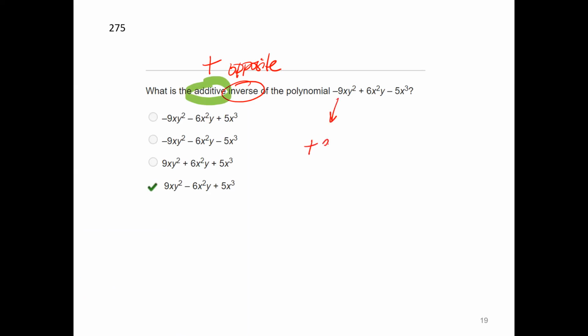Opposite of a negative is a +9. Opposite of a +6 is a -6. Opposite of a -5 is a +5, x cubed. So which one does that match, you guys? And it's pretty simple overall if you look at it. All you're doing is just changing the opposite of the positive and negative sign. And that's it.